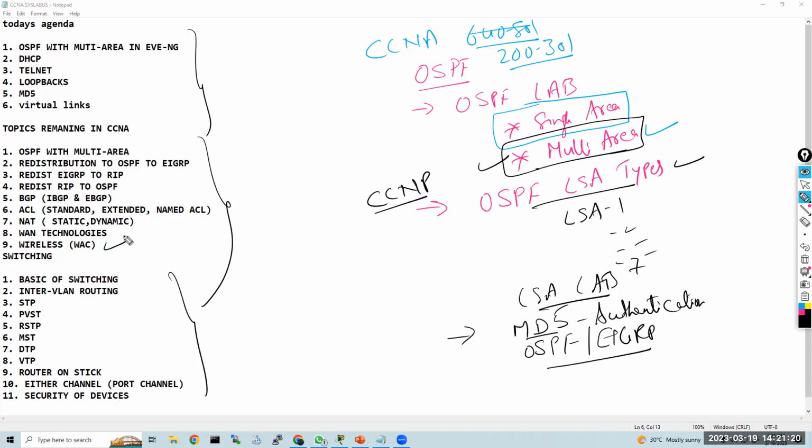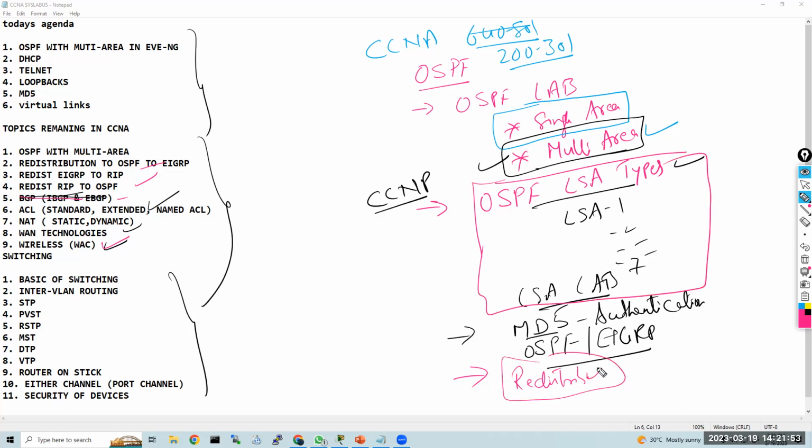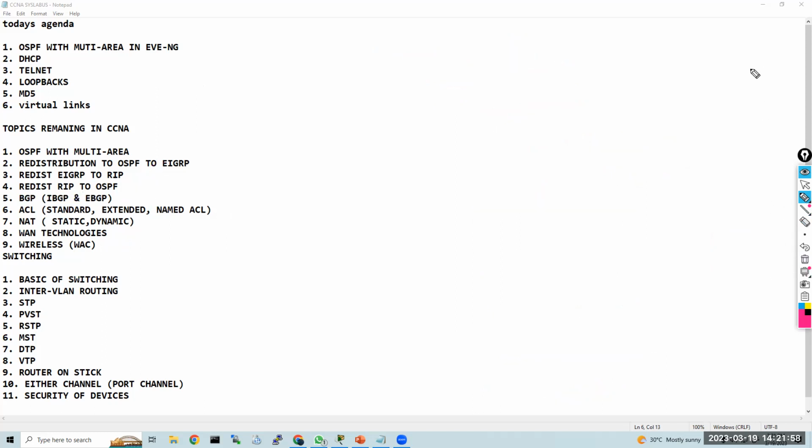We are also discussing wireless, WAN technology, ACL, access control list. BGP is not there for you, guys. BGP is for the CCNP. Wireless also we are going to discuss, and redistribution, if you have time, it is up to you guys. If you want to sit for a long time, I'm ready to start redistribution today itself. Before I start the LSA lab, I want to teach you redistribution. I hope it's clear now.